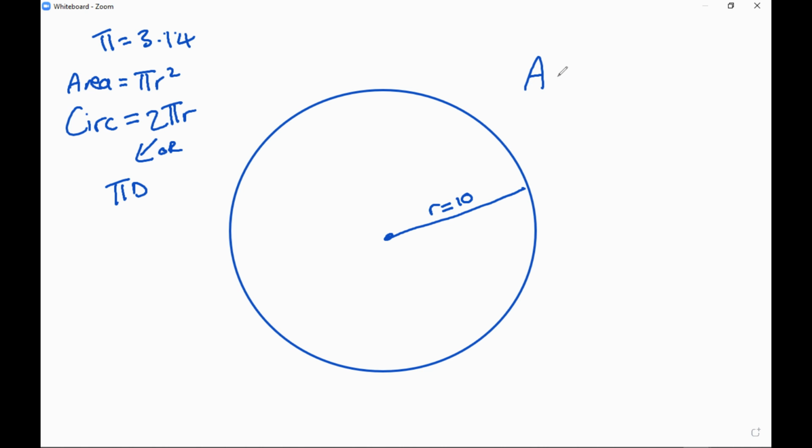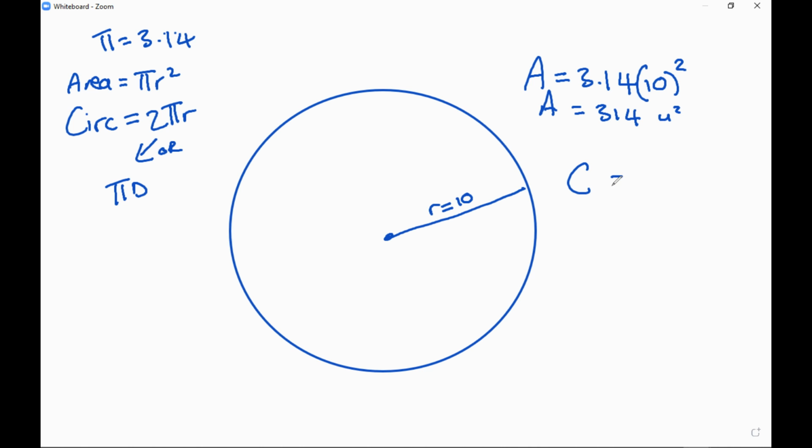You can see area is going to be equal to 3.14, which is pi, multiplied by radius squared, which is going to be 10 squared, which is 100, and 100 times that will give you 314 units squared, right? I don't have units, but if it was meters, it will be meters squared, centimeters, centimeters squared.